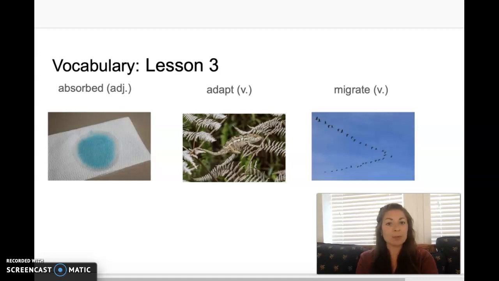Our last vocabulary word for today's story is the word migrate. Say migrate. Migrate means to move from one place to another.